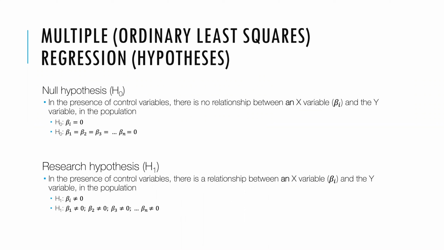The null hypothesis is basically centered on each t-test. For the b, we say in the presence of the control variables, there is no relationship between the x variable and the y variable in the population. The slope of b in the population should be equal to 0, or the slope of b1, b2, and b3 all the way through bk should be 0. The research hypothesis is that the slope is not equal to 0.